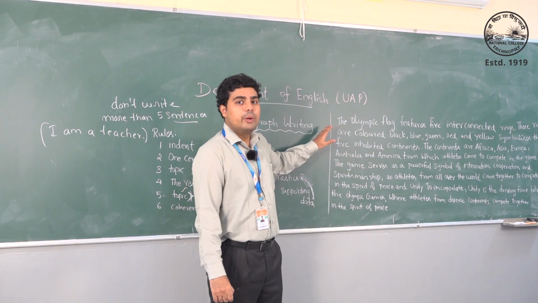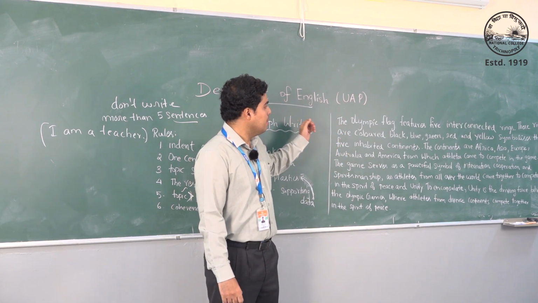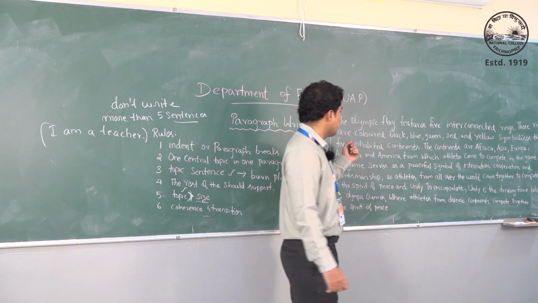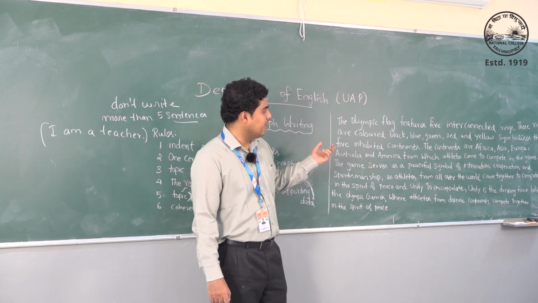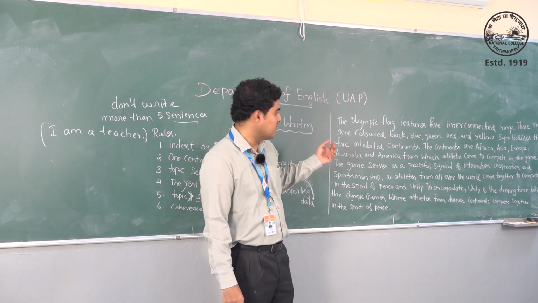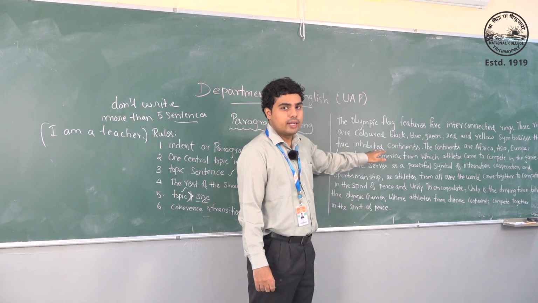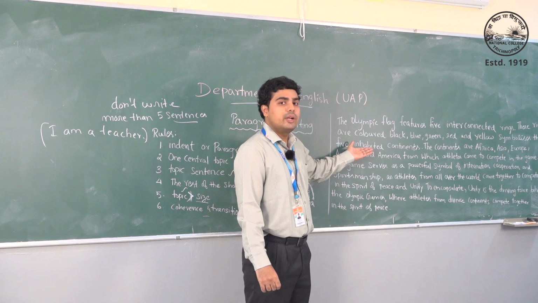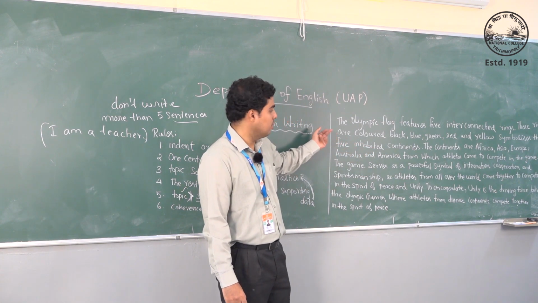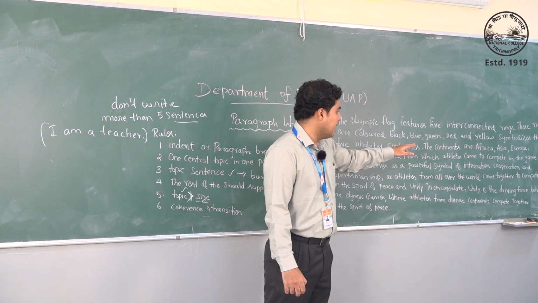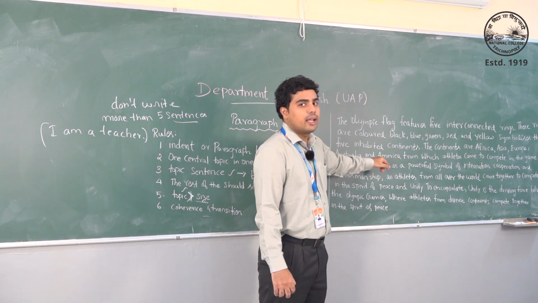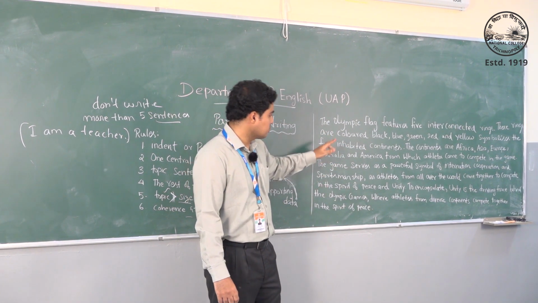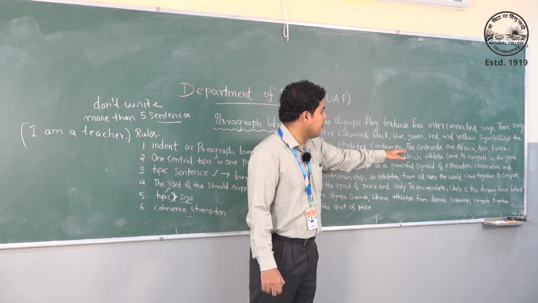Now, I want you to take a brief moment to read this paragraph. The Olympic flag features 5 interconnected rings. These rings are colored black, blue, green, red and yellow. They symbolize the 5 inhabited continents. See, you have read that there are 7 continents. That's why we are talking about inhabited continents. We are not including Antarctica at all. The continents are Africa, Asia, Europe, Australia, America, and yes, we are comprising both North America and South America into a single America, from which the athletes come to compete in the game.